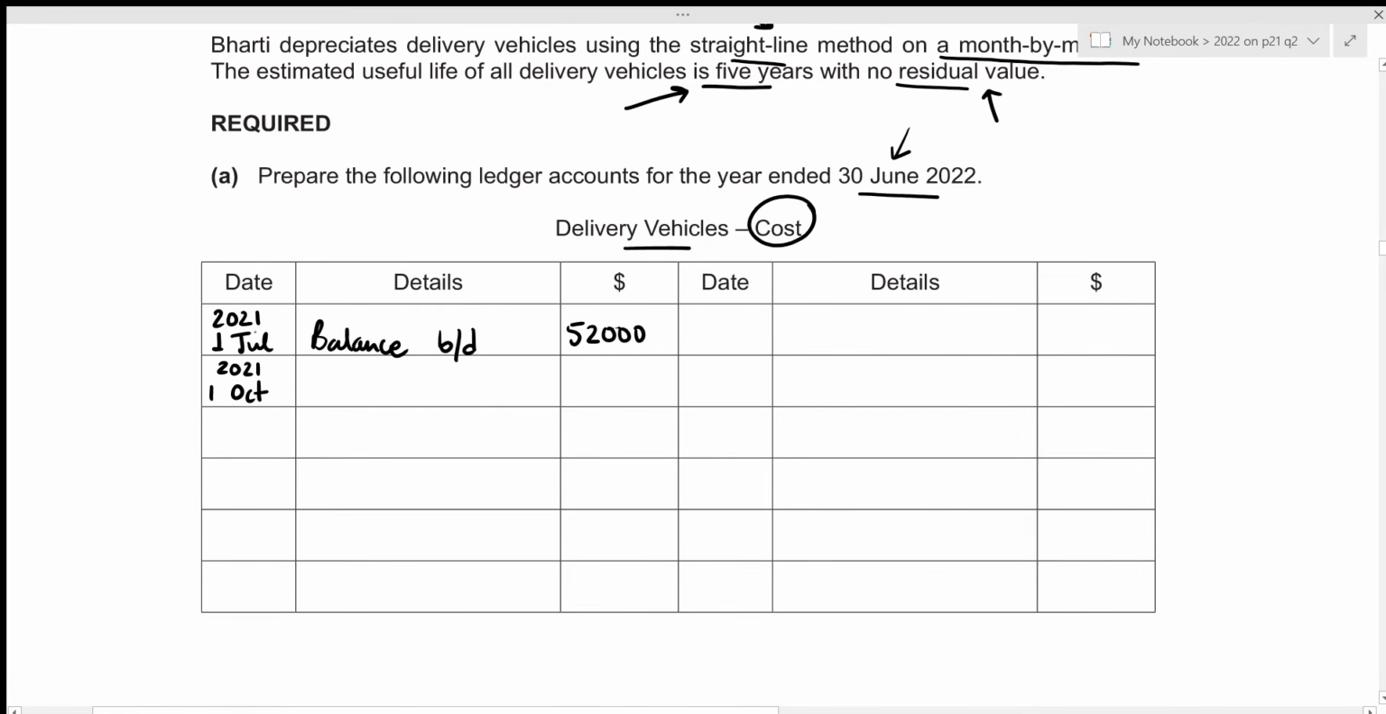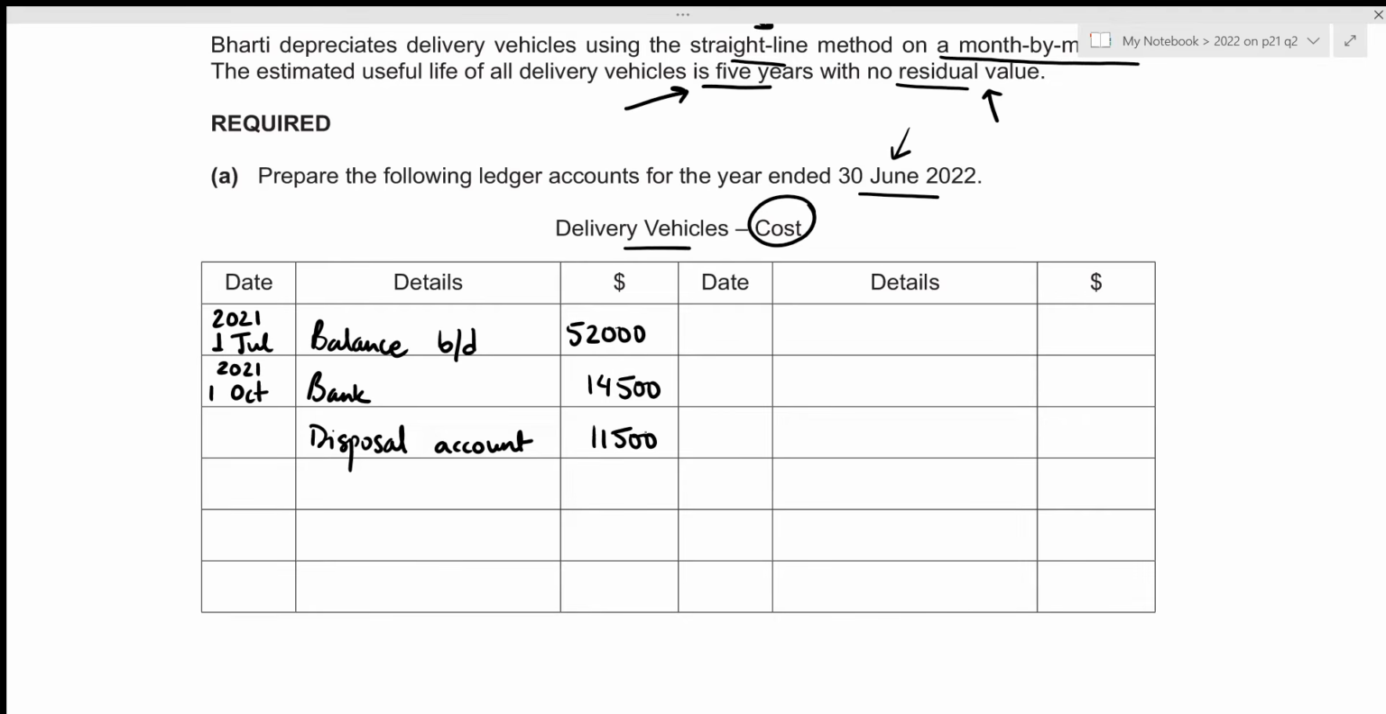Let's write these two amounts. So we have bank with the amount of 14,500 and the part exchange value, which should be mentioned in our disposal account. And it has the value of 11,500.